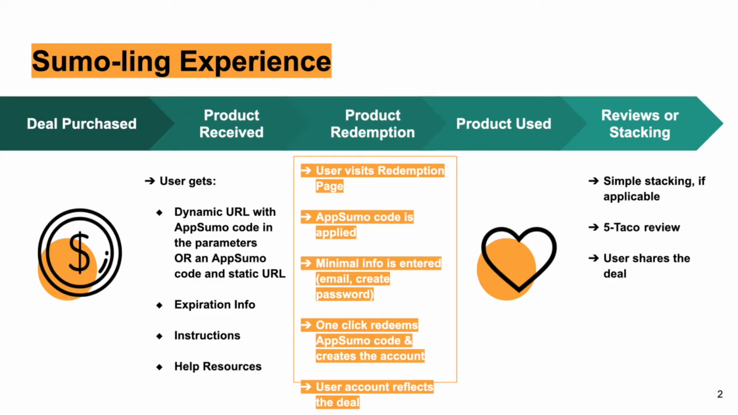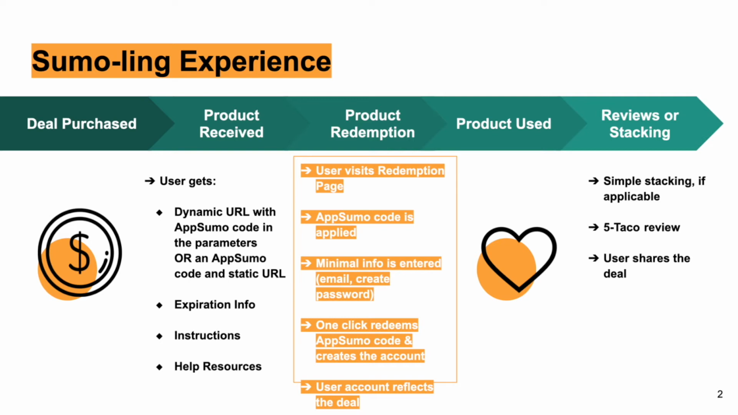Here we are seeing the Sumo-ling experience starting from when they purchase your deal. After the transaction happens on our site, users receive a dynamic URL with a unique AppSumo code in it. This allows the AppSumo code to be applied with one click. Or we can also send a unique AppSumo code and a static URL. They also receive expiration info, instructions, and resources that help them with your tool. Then it's time for redemption.